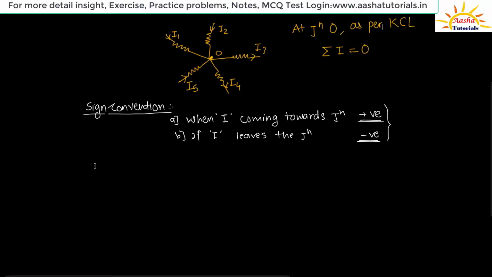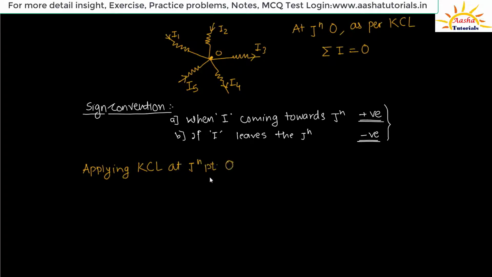So let us again apply Kirchhoff's law to get the answer. Let's see what we get. Applying Kirchhoff's current law at junction point O: as per Kirchhoff's current law, the algebraic sum of all the current is equal to 0. That means current I1 plus current I2 plus I3 plus I4 plus I5, all this together, should be equal to 0.